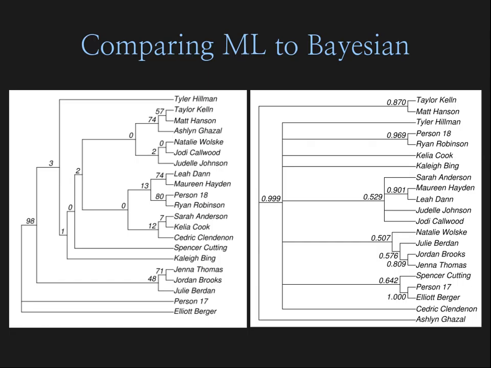But, so, look at this one. This is Leah, Dan, Maureen, Person 18, Ryan Robinson, Sarah Anderson, Kalia, and Cedric. You came out with the normal data. You guys came out together. But that branch was not returned on any single one of the bootstrap resampled ones. Never did that come out again. So there's a 0 there, which means we don't have very much support for that. Whereas we look at some other ones, we have Person 18 and Ryan Robinson came out on 80 of those resampled ones. Jenna, Thomas, and Jordan came out on 71. So some of them are well supported.